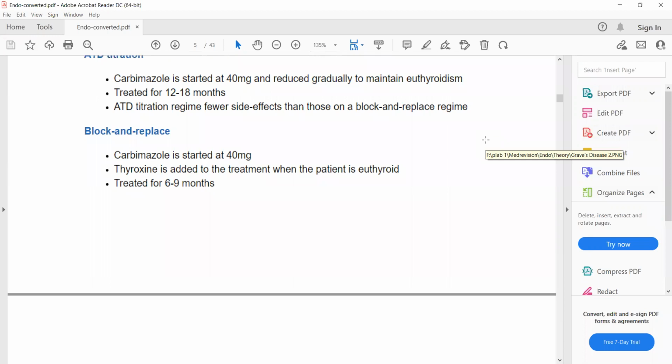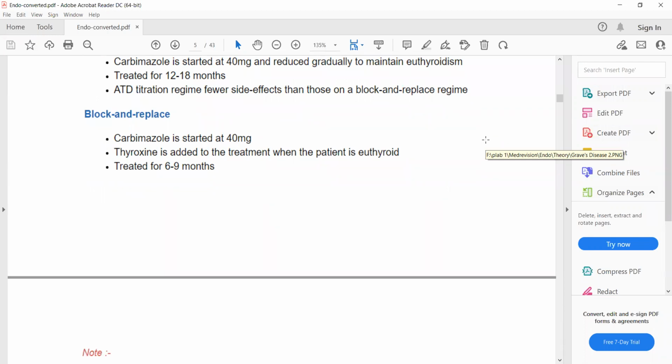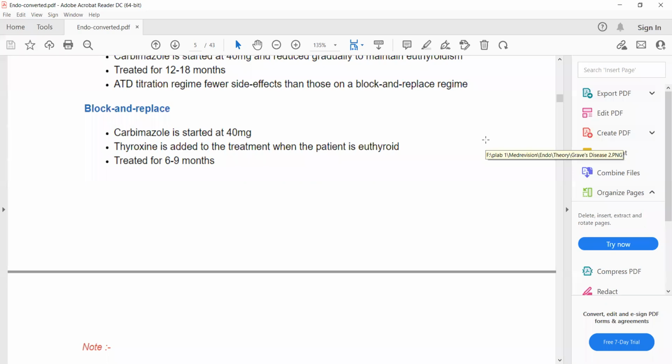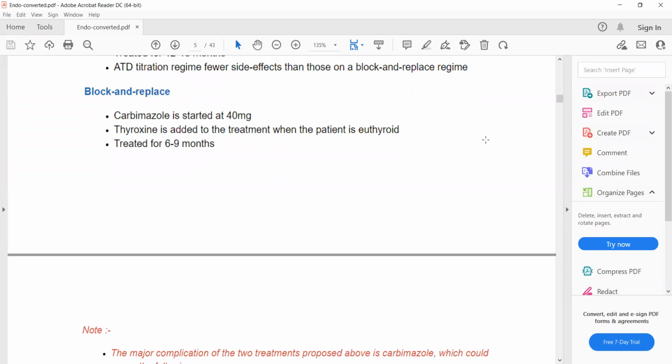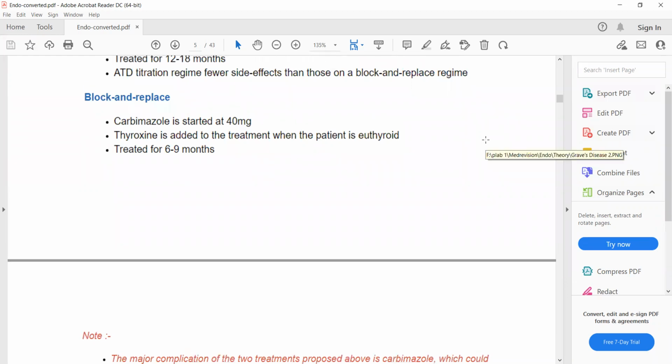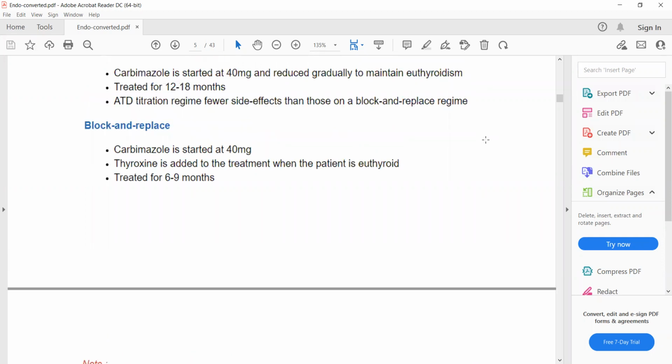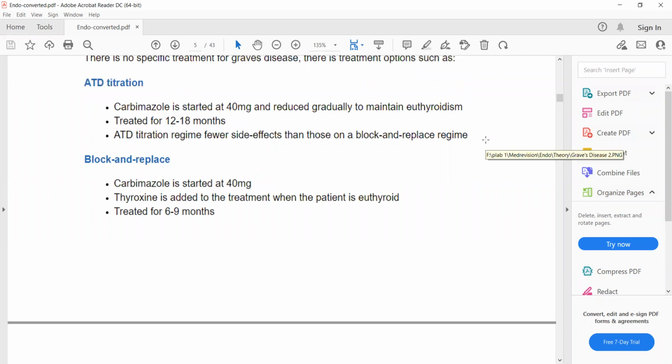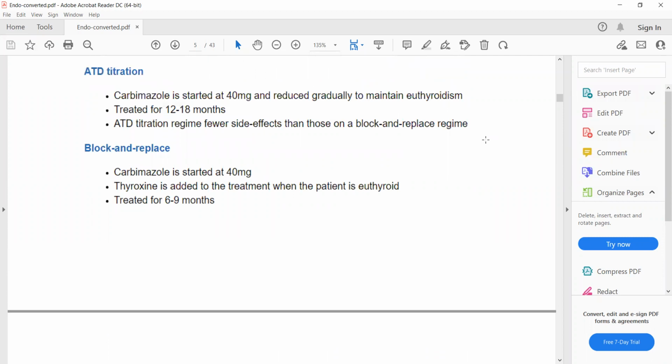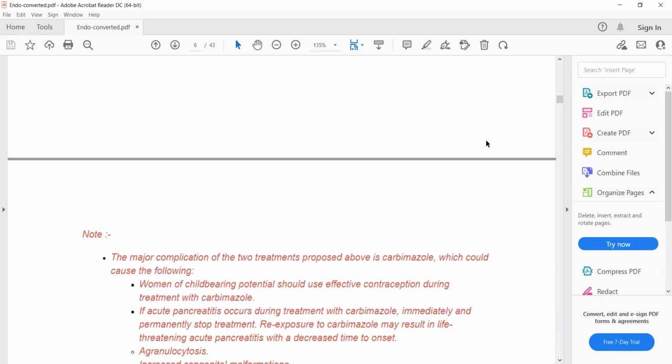What do we do in block and replace regimen? In block and replace regimen, we block the thyroid synthesis with carbimazole, and then thyroxine is added to the treatment when the patient is euthyroid. And this treatment is usually done for 6 to 9 months. Because two drugs are used in block and replace therapy, carbimazole and thyroxine, that's why it has more side effects. And the preferred therapy is titration therapy.